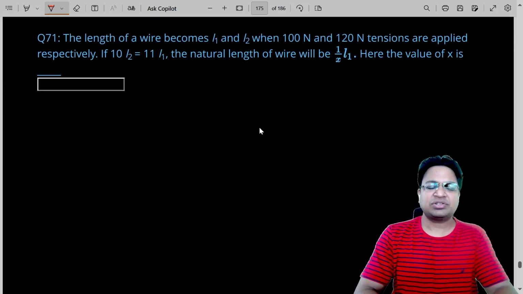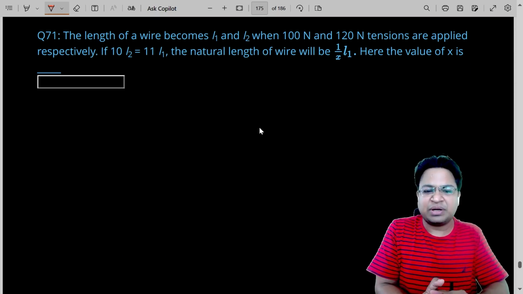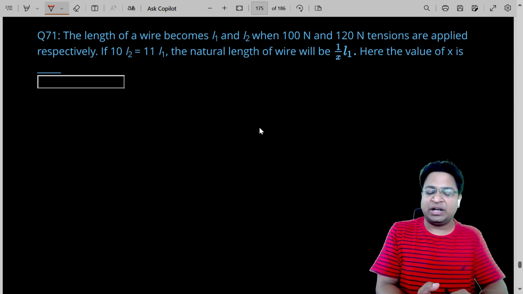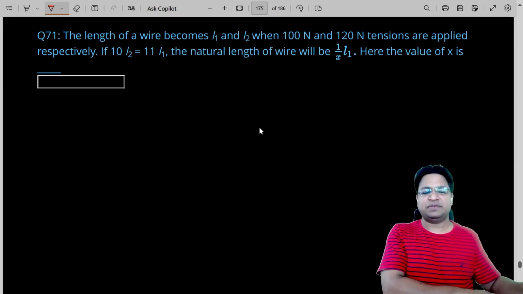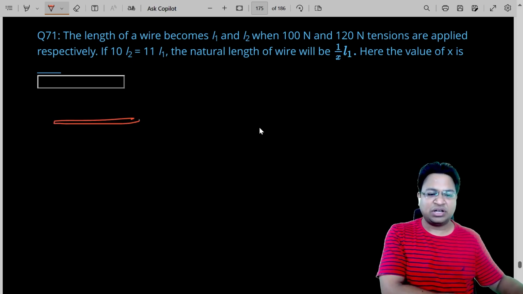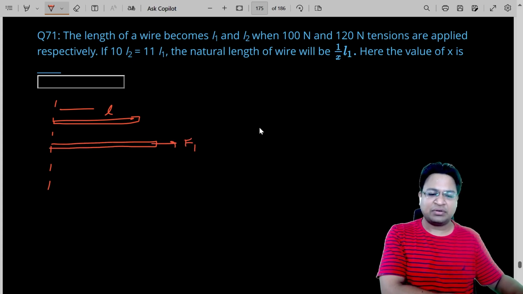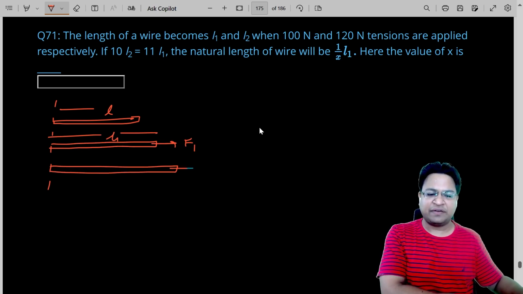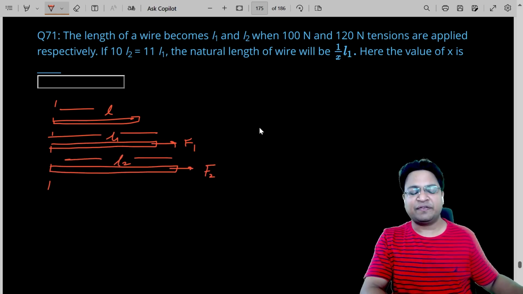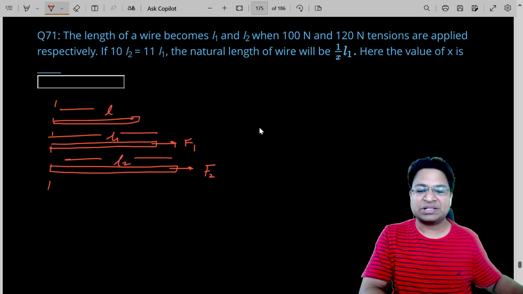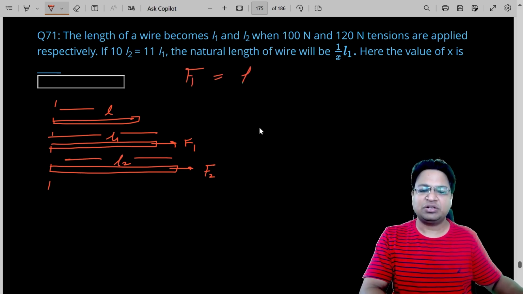Now we come to the numerical section. Let's have a look at this. It says the length of a wire becomes L1 and L2 when tensions of 100 and 120 are applied respectively. Let's say this is the natural length of the wire, with one end fixed. Now when we apply a force F1, the length of the wire becomes L1. When we apply a force F2, the length of the wire becomes L2. Which basically means that in the first case, the elongation was L1 minus L. So F1 should be equal to K times L1 minus L.